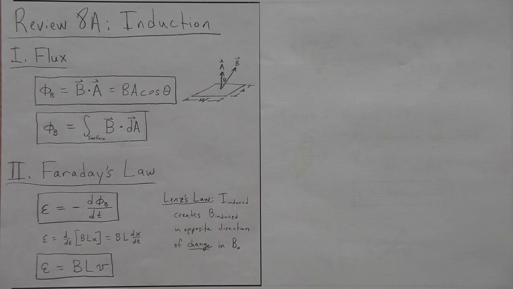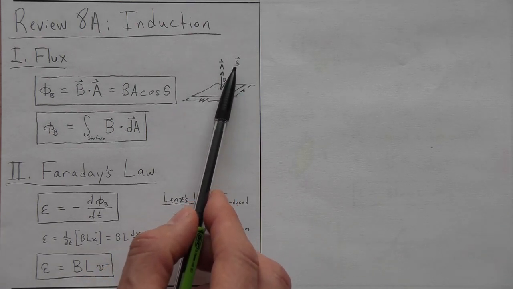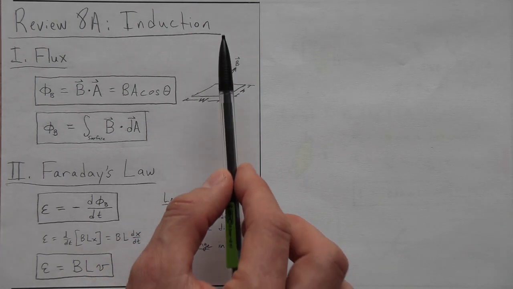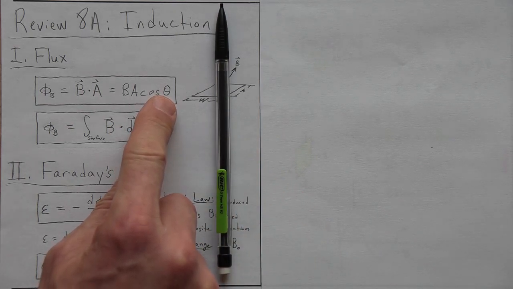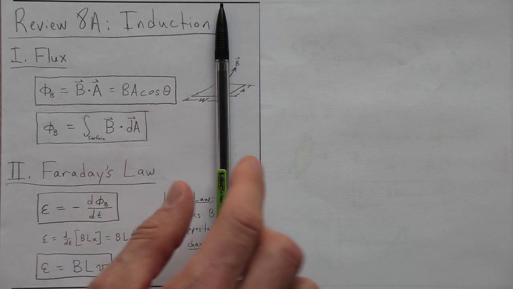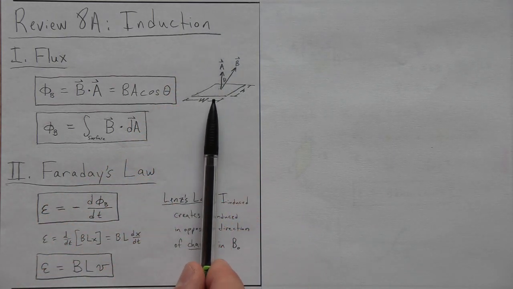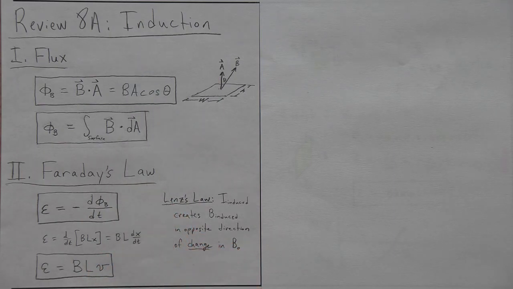A lot of students will mistake theta and think it's the angle between the magnetic field and the surface. So when a magnetic field pokes straight out of a surface, they'll say cos 90 degrees, oh, no flux. No, actually the theta, when a magnetic field points straight out of the surface, is 0 degrees. Cos 0 is 1, so we get B times area. So that's a mathematical definition.